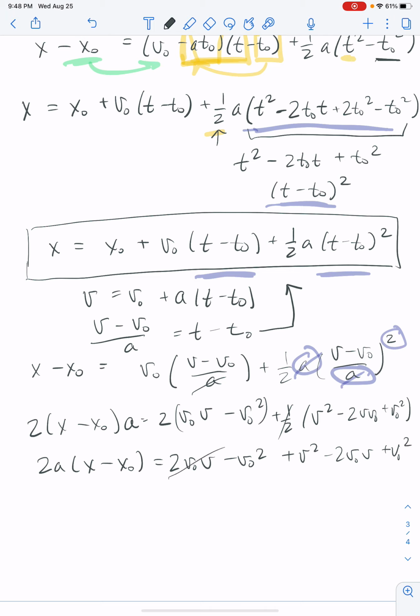Okay, got 2 of these that cancel with each other. Oops, I forgot to multiply through by 2 here. So this should have been 2 v naught squared. This needs to be multiplied by both. Okay, and so then on the right side of this equation, I am left with v squared minus v naught squared equals 2a(x minus x naught).